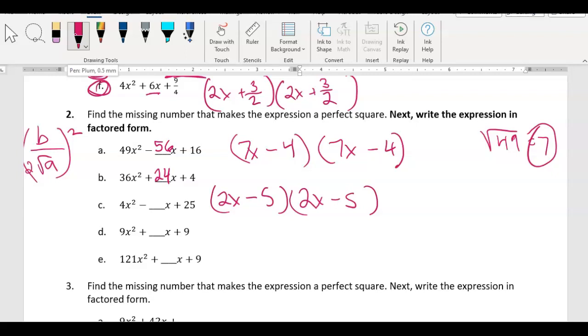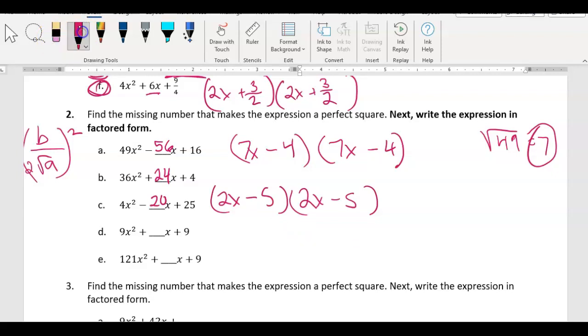And then we would get 2x times 2x is 2x squared. We mostly need to worry about the middle term, so I'm going to do minus 10x. Minus 10x will be minus 20x. I can double check that. The square root of 25 is 5. 5 times 2 is 10. 10 times the square root of 4, which is 2, is 10 times 2 is 20. So that works out just fine.